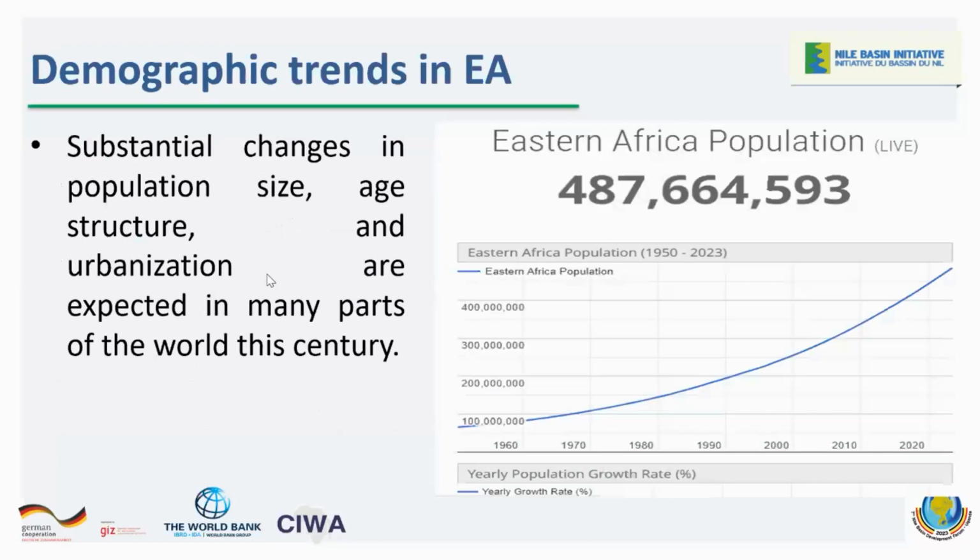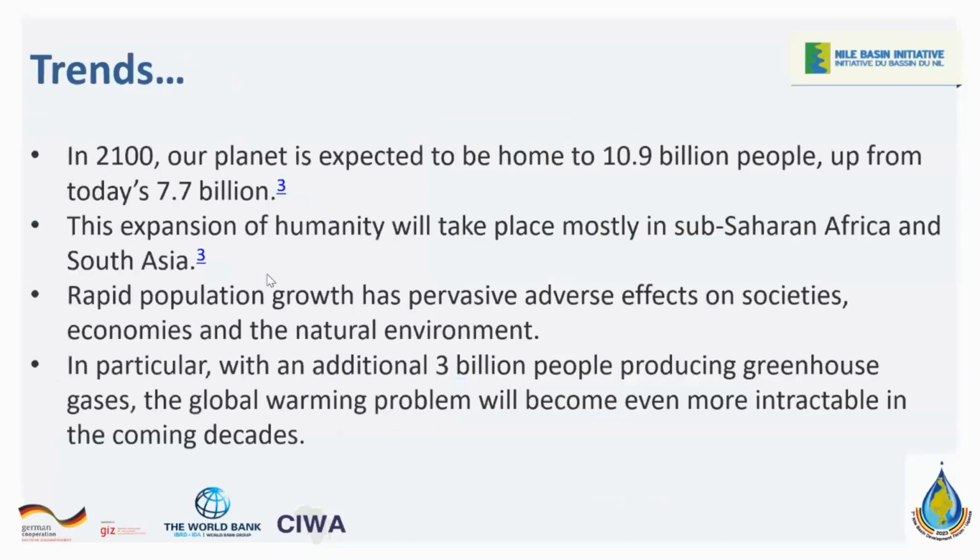So basically, let me float this idea that in the region, we have an increasing population, as we all know, globally population is increasing. Next. By 2100, our planet is expected to be home to 10.9 billion people, from, of course, right now we are beyond 7.7 billion. This expansion of humanity will take place mostly in sub-Saharan Africa and Southern Asia. Rapid population growth has pervasive adverse effects on societies, economies, and the natural environment.